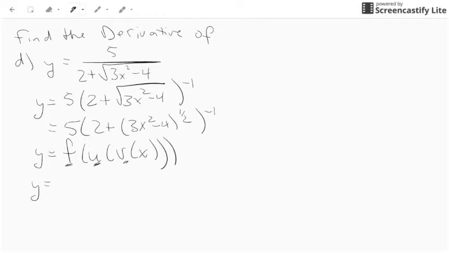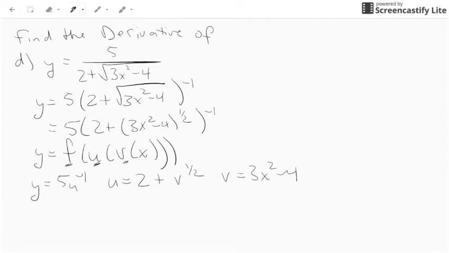Y as a function of u is really going to be 5 multiplied by u to the negative 1. U, in this case, is going to be, now remember, u is now a function of v, and if I take a look inside there, that is going to be 2 plus v to the 1/2. And then finally, v, which is the innermost function, is going to be 3x squared minus 4.